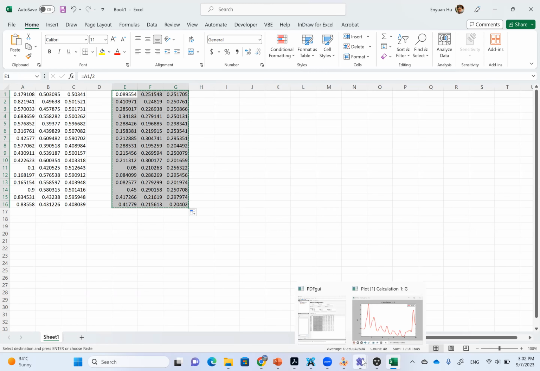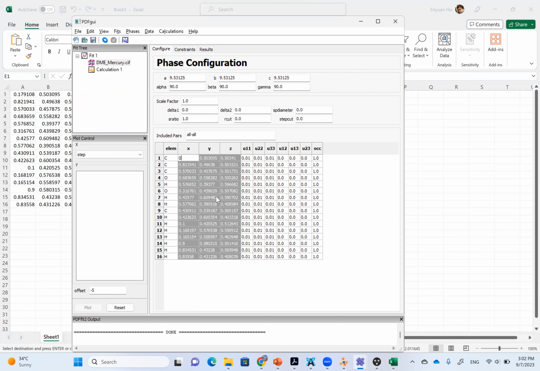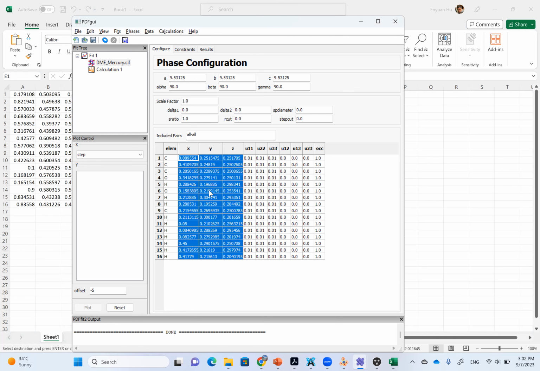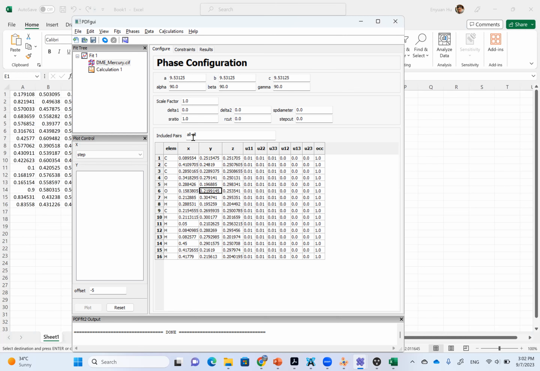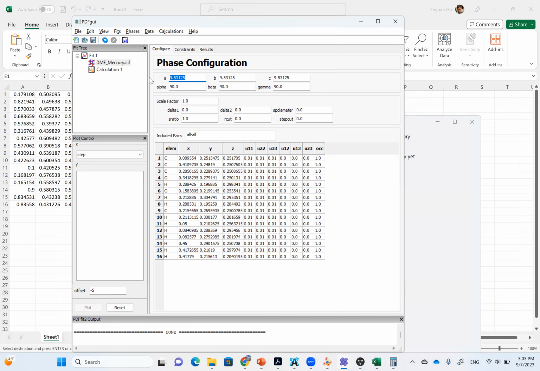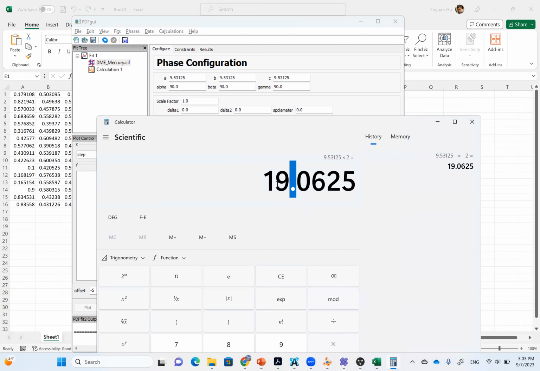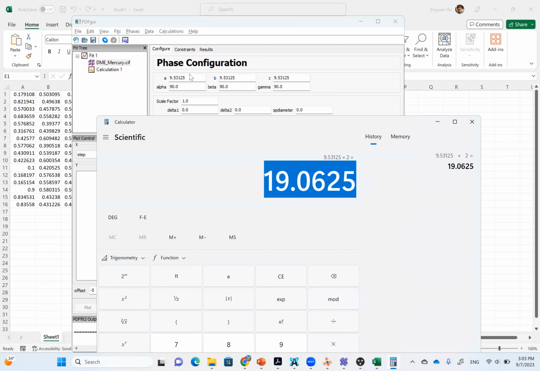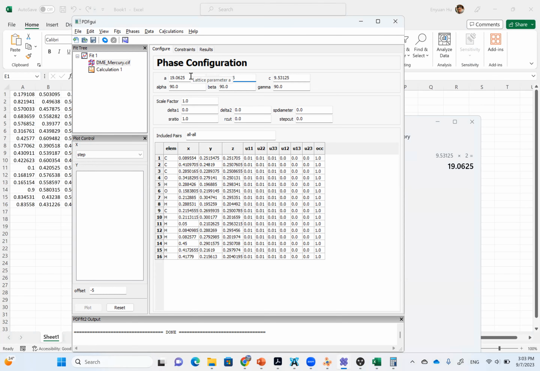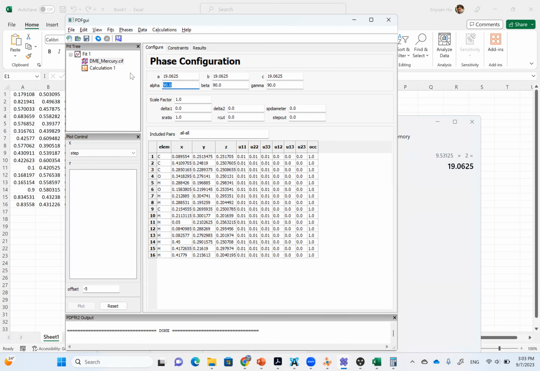Let's copy this and paste it back, and save. Okay, so those are the new fractional coordinates, and don't forget to change this number too. Just lazy and put this number. This is the cubic, right? Okay. And now let's ask PDFGUI to do the calculation again for us.